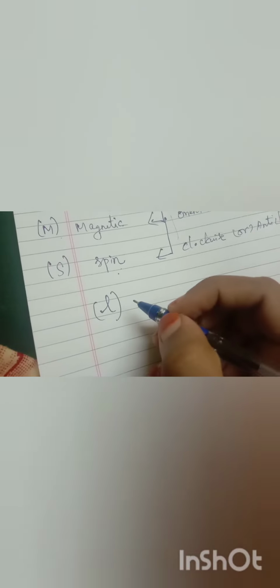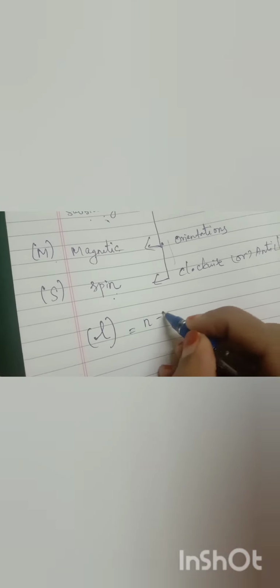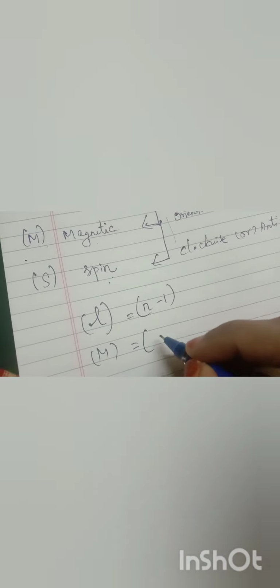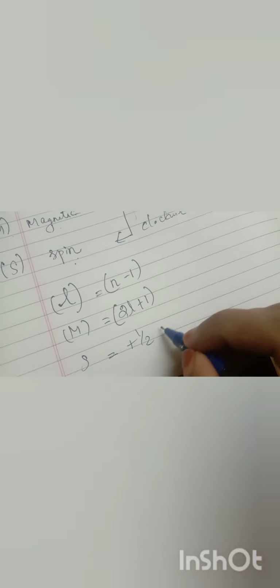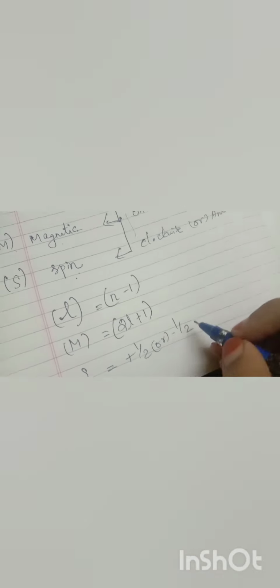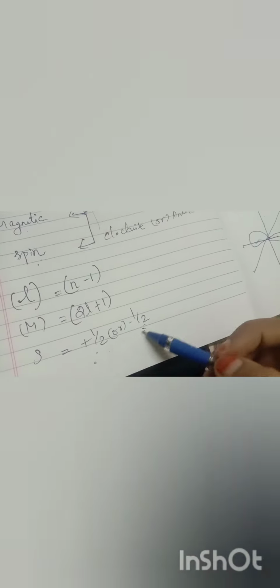Now, what are the formulas? How can we calculate the azimuthal or subsidiary quantum number, L? L is equal to n minus 1 is the formula. And for magnetic, M is equal to 2L plus 1 is the formula. For spin quantum number, a plus value or a minus value will come. Why plus or minus? Whether it is clockwise or anti-clockwise, we don't know, so it depends on the orientation.